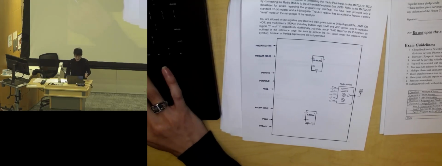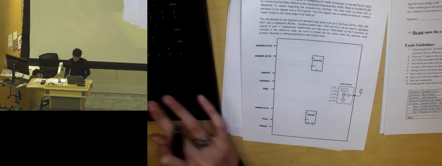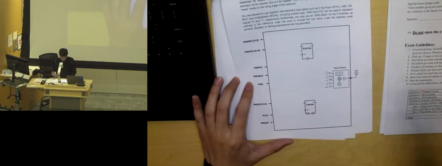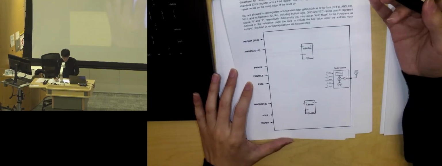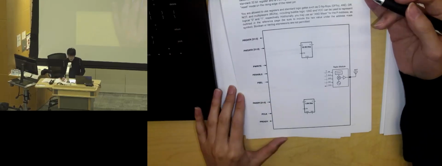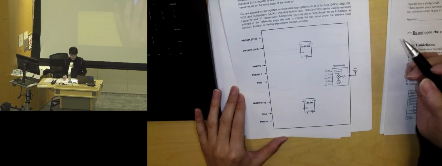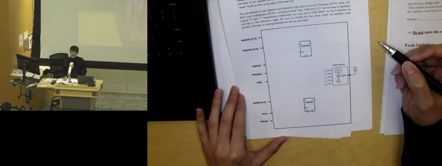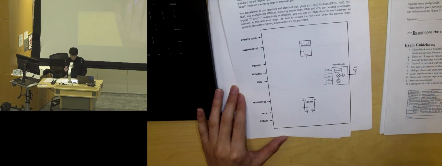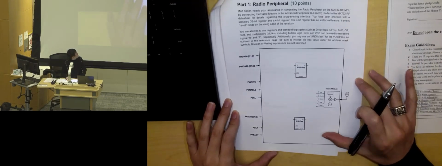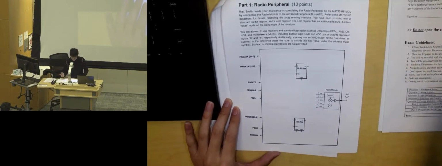I hope you guys already read the questions on this one. Basically, it's trying to draw a complete diagram for the radio peripherals on this microcontroller. So when we look at this, can you guys see it? Okay, perfect.